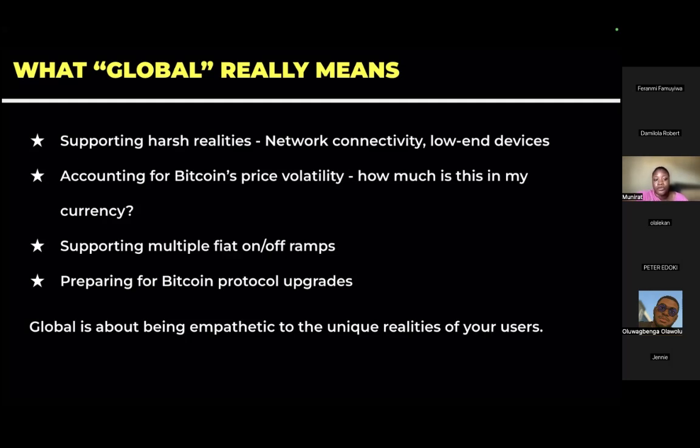So that's what global really means. It's not just about you supporting multiple currencies, or maybe they can use my app in London. Does it solve everybody's problem? So it's really about that. It's about being empathetic to the unique realities of your users.